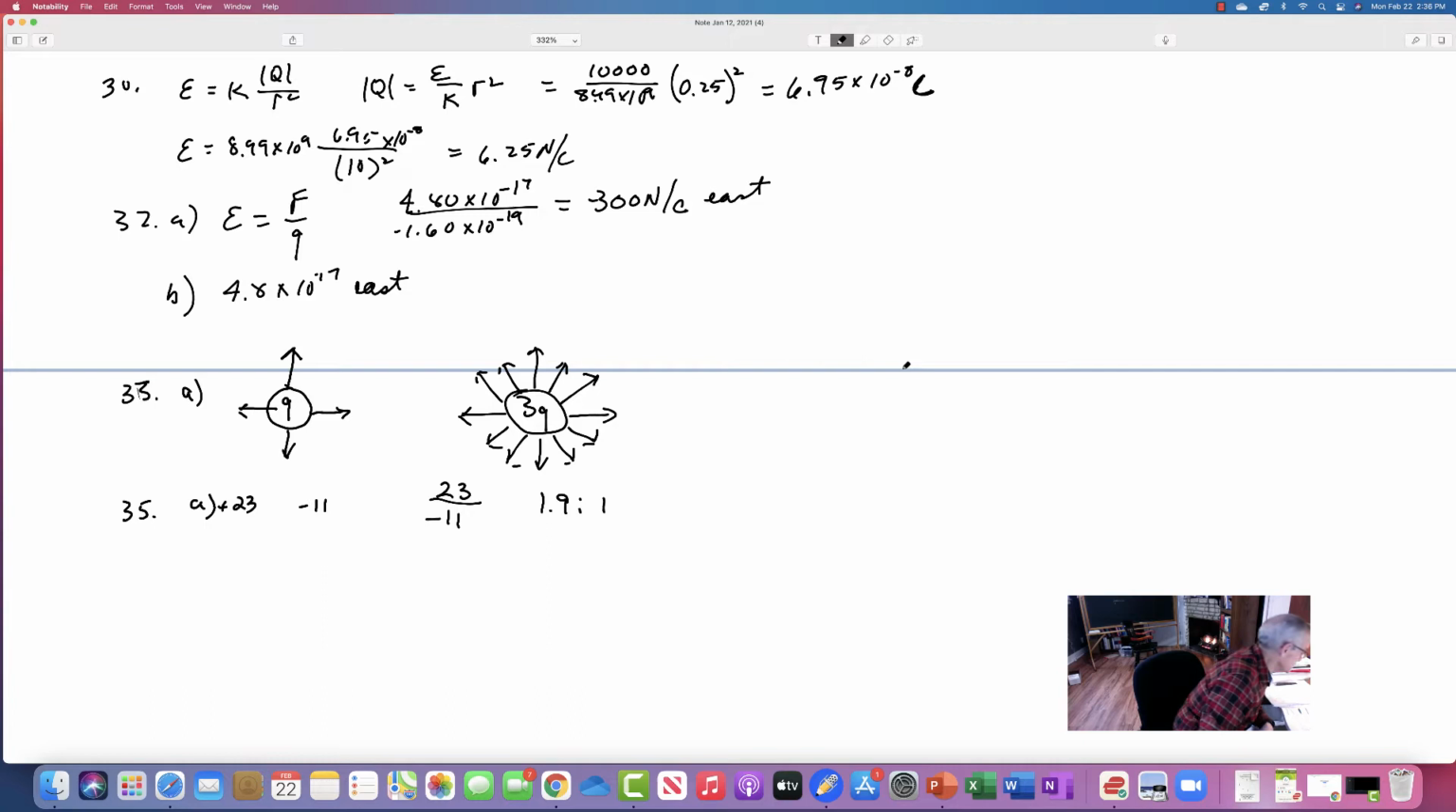Then it says in B, sketch the electric field lines a long distance from the charges shown in the figure. Well, basically the first thing you would do is take the 23 and subtract 11 from that, because what would be left at a long distance would be the unpaired.